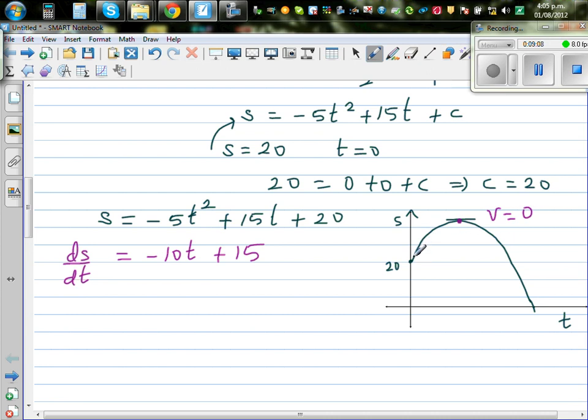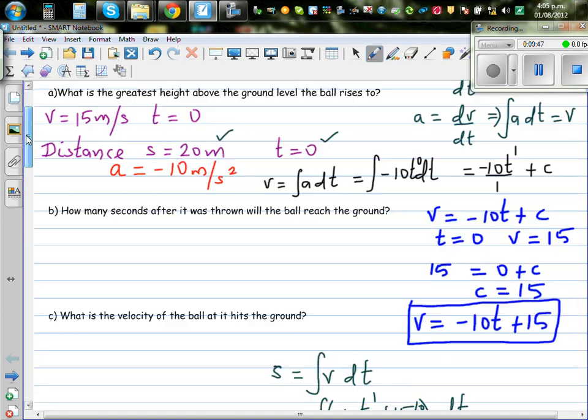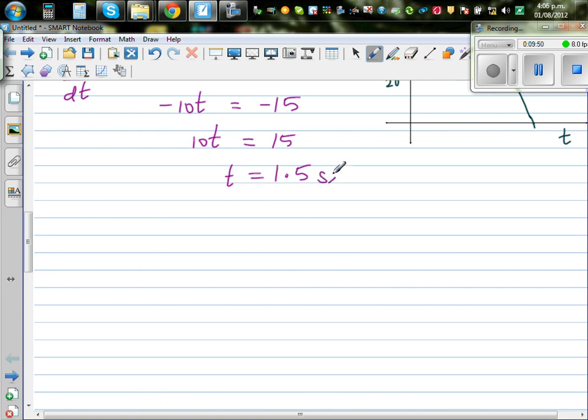Here the velocity is positive, so it's going to go up and then it's going to go down. So ds by dt is minus 10t plus 15, this is your velocity, and you have to set that equal to 0 to find the maximum height. So minus 10t is equal to minus 15. So 10t is equal to 15. So t is 1.5. So after 1.5 seconds, is it minutes or seconds? Yeah, it's seconds. So at 1.5 seconds, you reach the maximum height.